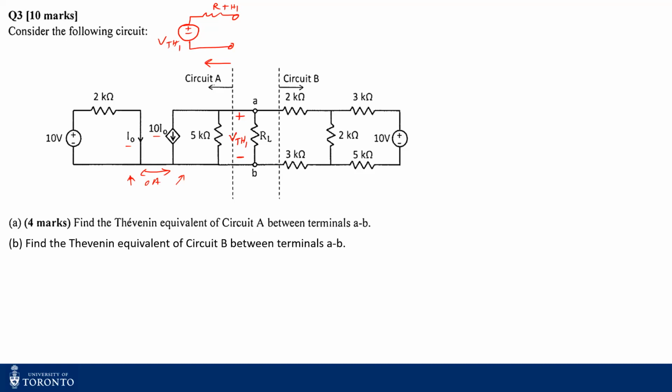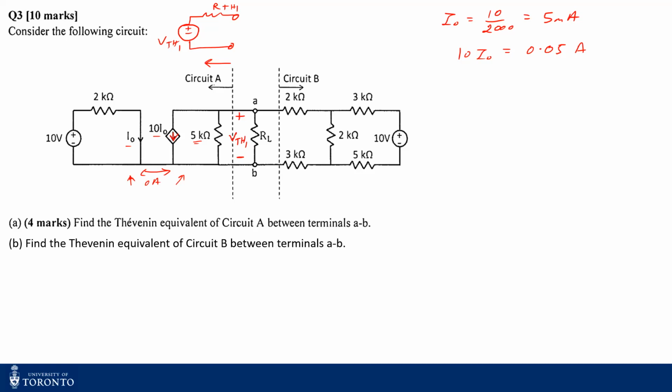My current I naught is basically 10 volts divided by 2 kilo ohms, which is equivalent to 5 milliamperes. So now if my I naught is 5 milliamperes, how much current is flowing in this circuit? It's 10 I naught, which is equivalent to 0.05 ampere. So the voltage I get across the 5 kilo ohms will be the same as my VThevenin 1.